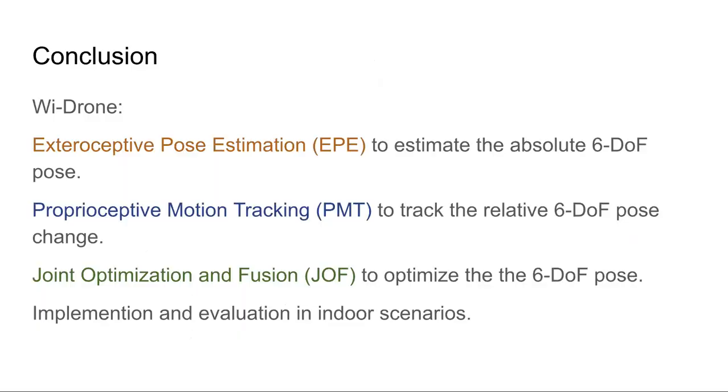And the conclusion is that it basically has three main components. The first one is the exterior perceptive pose estimation, EPE, to estimate the absolute 6-degree-of-freedom pose, and proprioceptive motion tracking, denoted as PMT, to track the relative 6-degree-of-freedom pose change, and the joint optimization and fusion, JOF, to optimize the 6-degree pose. And they implement and evaluate the system in those scenarios.